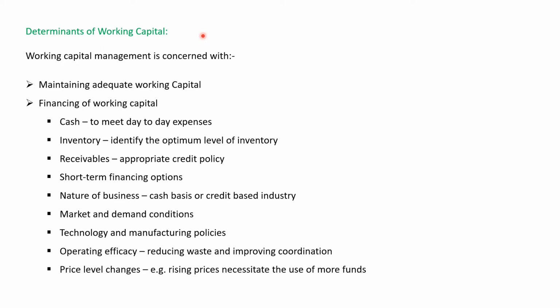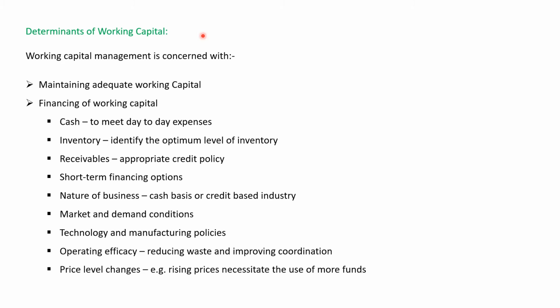How this adequacy of working capital can be managed is how we have to manage how this working capital can be financed. What are the ways which help us in financing our working capital? First is cash to meet day-to-day expenses. This cash will be required for us to meet our daily labor or daily cash requirement of small materials.